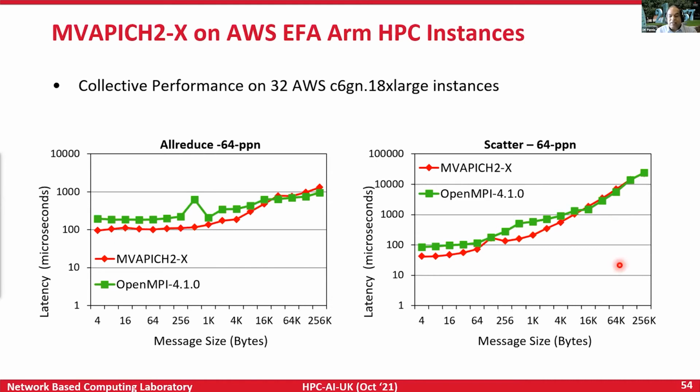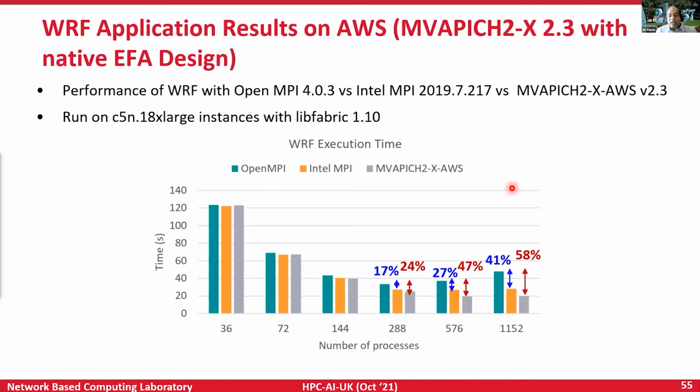Here you can see their latest ARM HPC instance, comparing MVAPICH2-X with OpenMPI for Allreduce and Scatter. Here are some representative numbers. We are able to show benefits. These are actually WRF runs. This is a very nice application, and many people use it on the cloud.